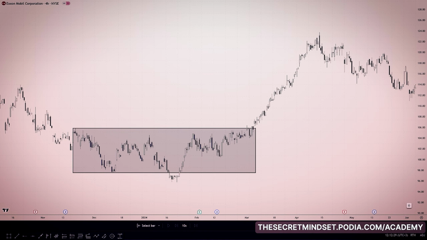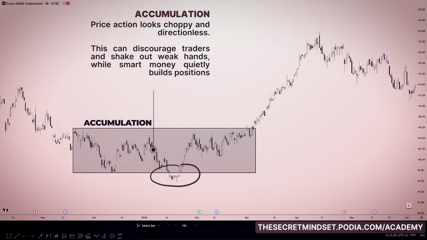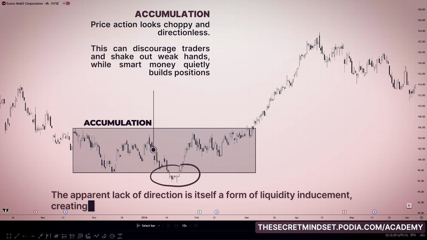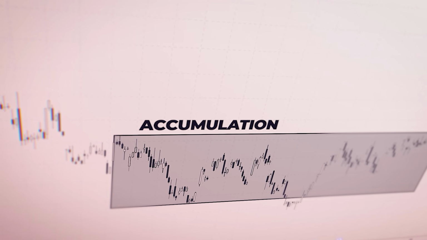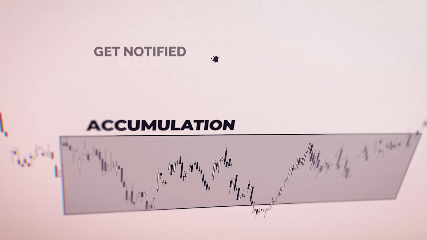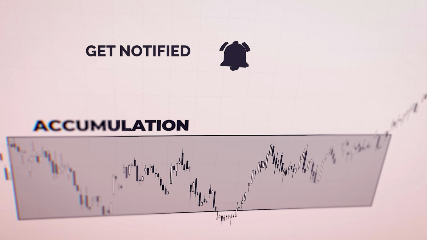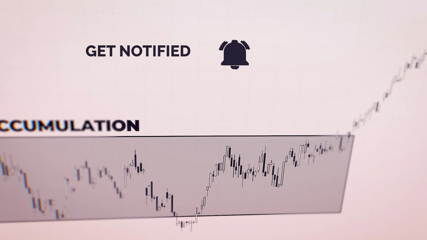During accumulation, for instance, you might see price action that looks choppy and directionless. This can discourage retail traders and shake out weak hands, while smart money quietly builds positions. The apparent lack of direction is itself a form of liquidity inducement, creating opportunities for larger players to buy at favorable prices. This is why it's key to look beyond just price action and also consider volume, momentum, and other factors that might indicate the true market dynamics.